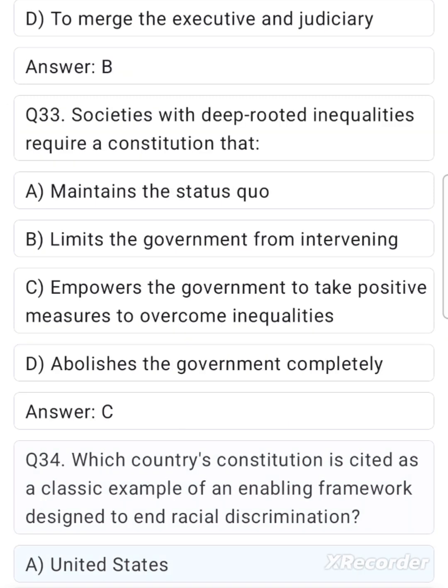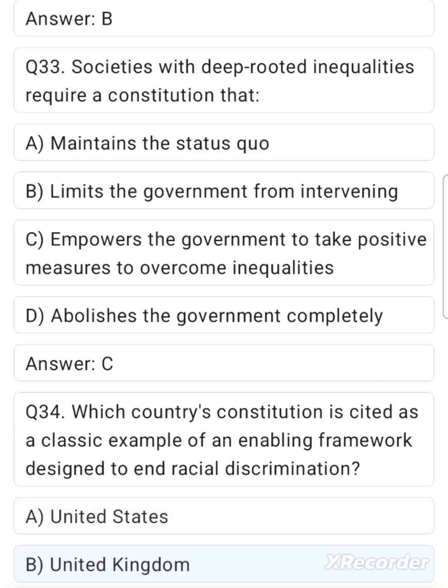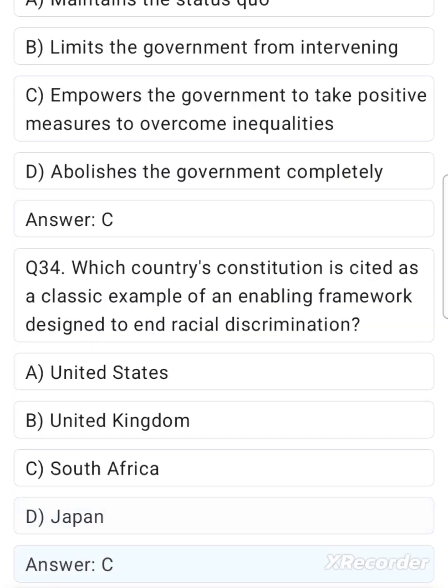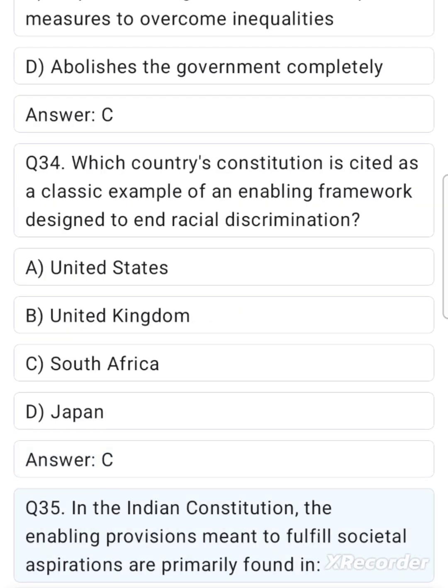Q34. Which country's constitution is cited as a classic example of an enabling framework designed to end racial discrimination? A. United States. B. United Kingdom. C. South Africa. D. Japan. Answer. C. Q35. In the Indian Constitution, the enabling provisions meant to fulfill societal aspirations are primarily found in A.